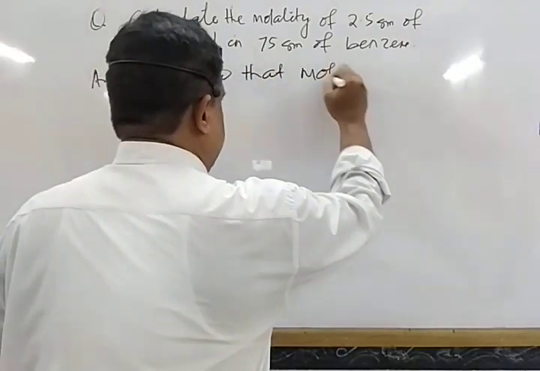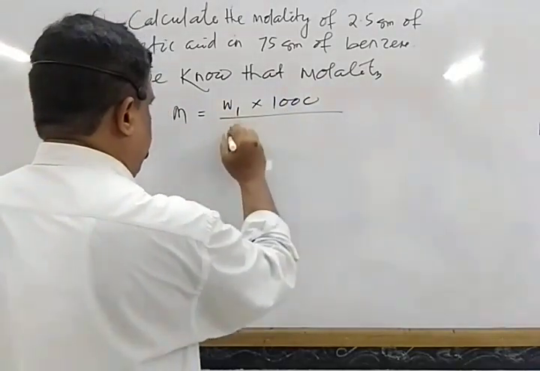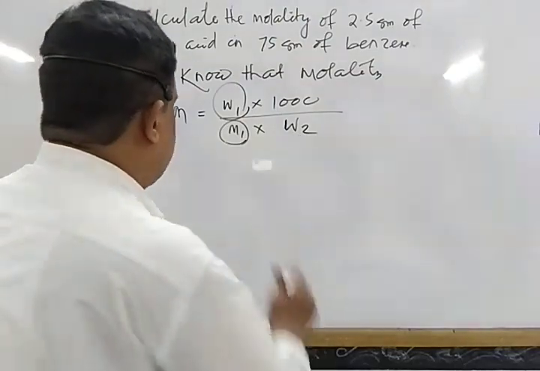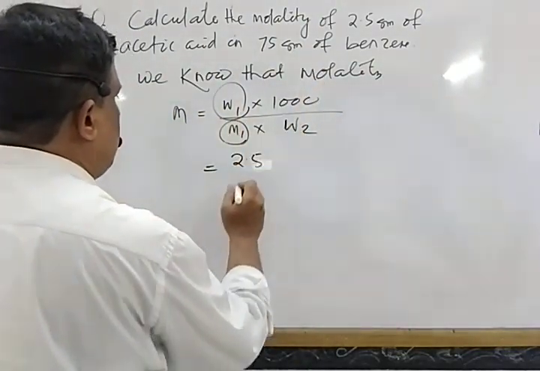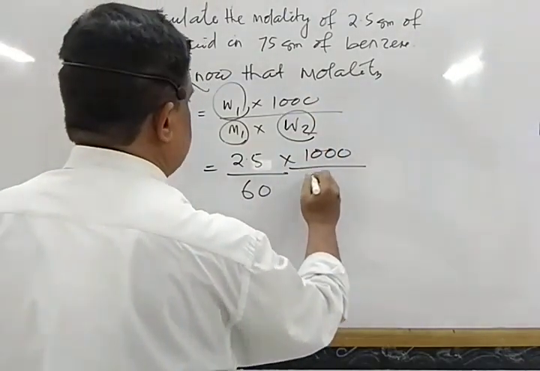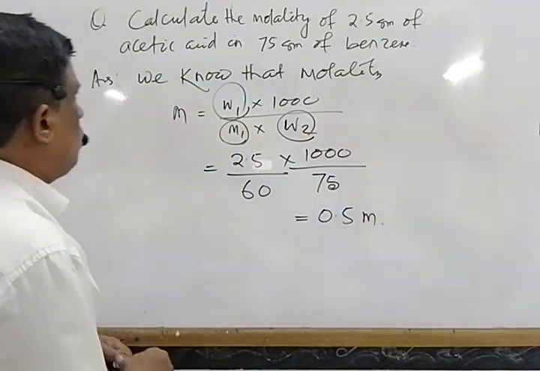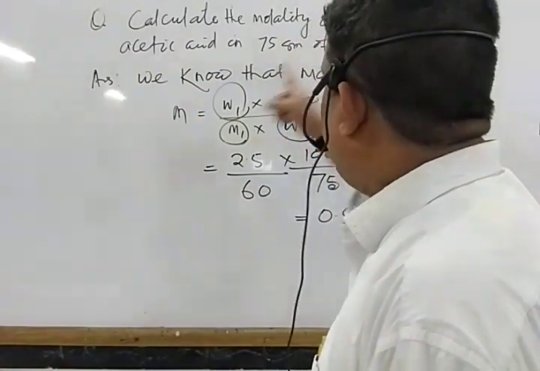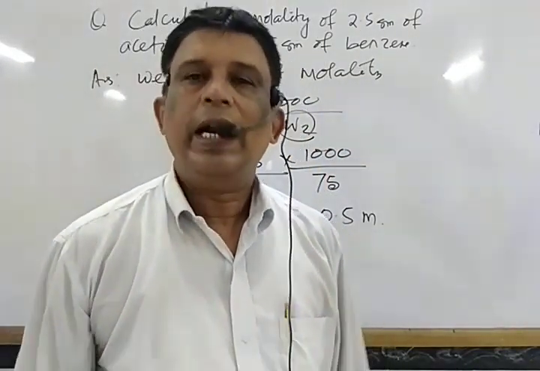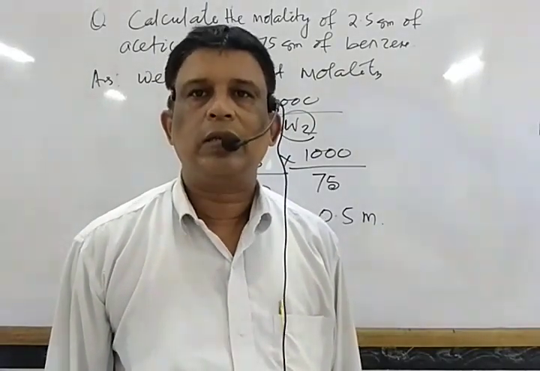We know that molality, small m, is equal to W1 into 1000 by M1 into W2. This is the weight of solute by the molecular mass of solute. Here is the weight of solvent. The weight of solute is given, that is 2.5 gram, by the molecular mass of acetic acid, we know 60, into 1000 divided by the weight of solvent, that is given, that is 75. Mark that. On solving this, the value is approximately equal to 0.5. So the molality of the solution containing 2.5 gram of acetic acid dissolved in 75 gram of benzene is approximately 0.5 molal. It is a little idea about the molality. Next, switch over to another way of expressing concentration, that is known as mole fraction.